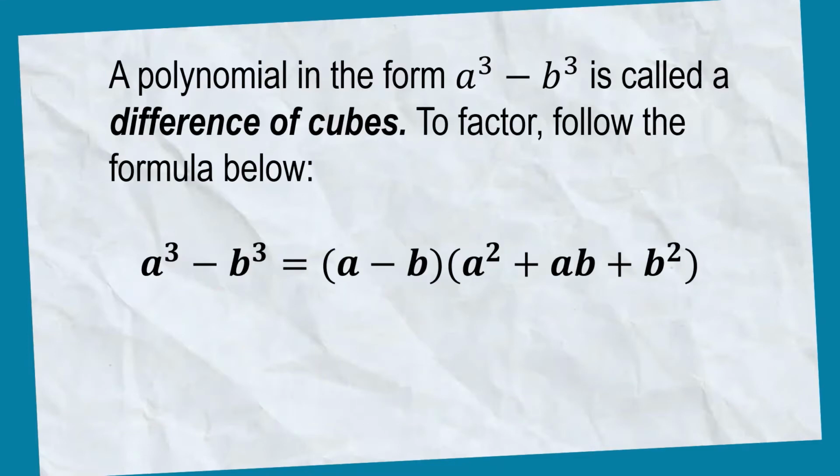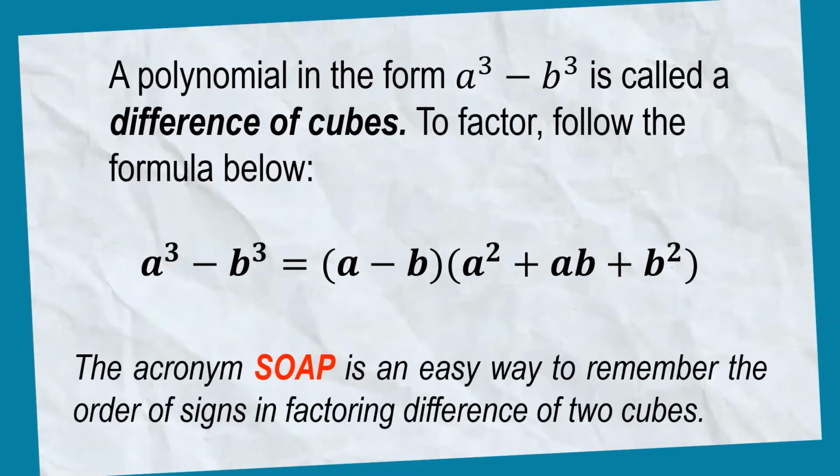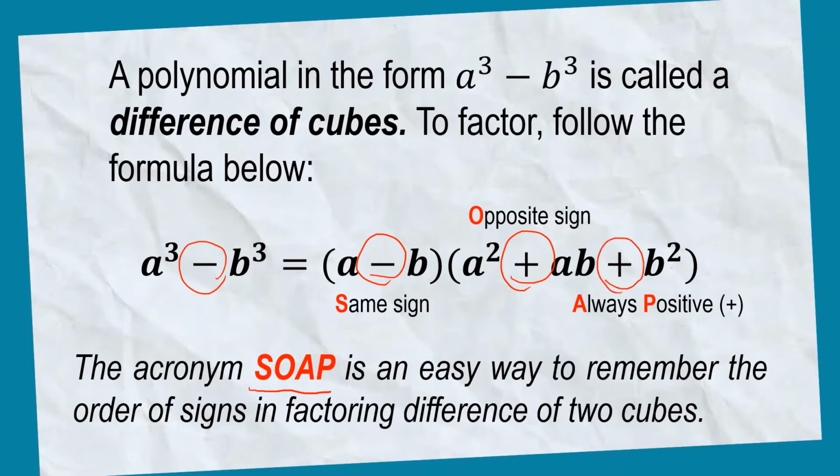Next, a polynomial in the form a cubed minus b cubed is called the difference of two cubes. To factor, we need to follow the formula below. We have a cubed minus b cubed is equal to the product of the binomial a minus b and the trinomial a squared plus ab plus b squared. So again, we can use the acronym SOAP para po maalala natin ang order of signs and operations in factoring difference of two cubes. Since minus sign po ang meron tayo sa difference of two cubes, this is same sign, opposite sign, and this is always positive.